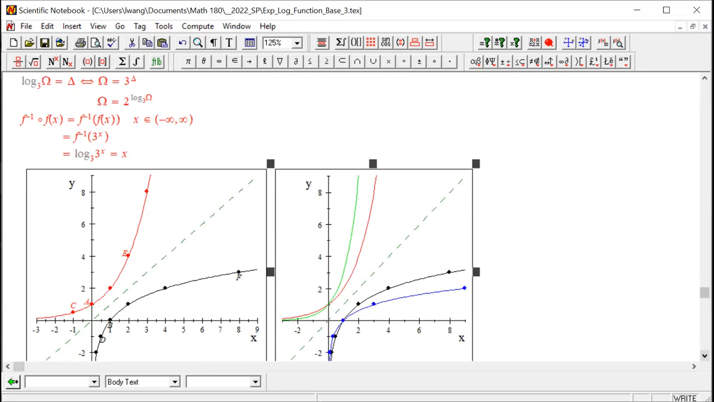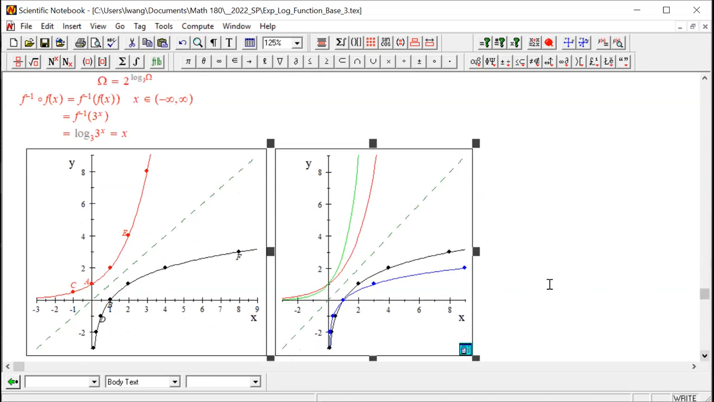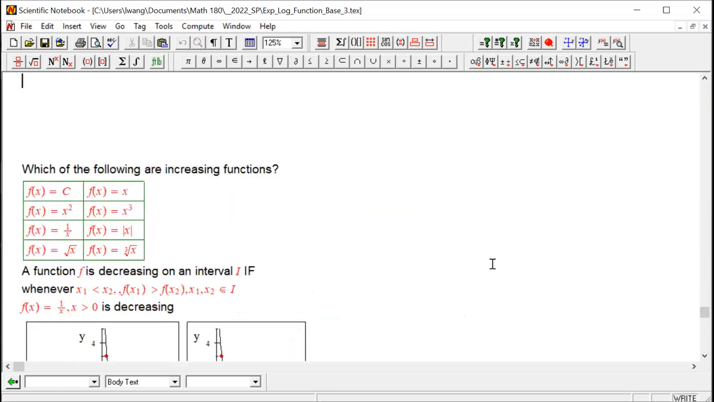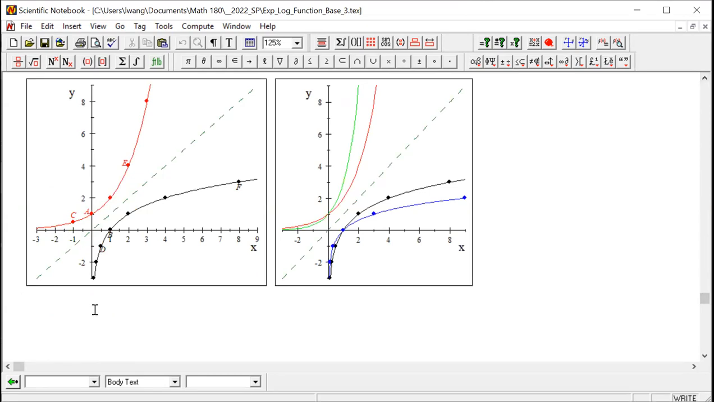Next we're going to study e. We're going to study e to the power x, and of course we're going to study the details about e to the power x. I'm going to have just a little introduction, okay?